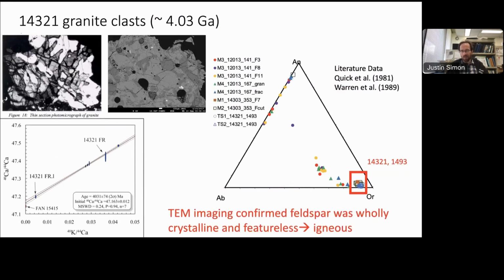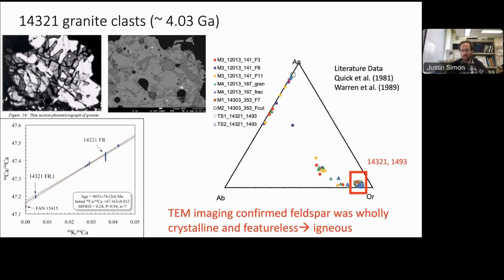On this right here, you can see a comparison of the measurements that we made on a number of thin sections and thick sections of that same granite clast or granitic clast from 14321, which all fall within that red box, as compared to some of the data. We have a ton of data, but there are also some literature data showing how some of these other felsic rocks deviate from that stoichiometrically expected end member.